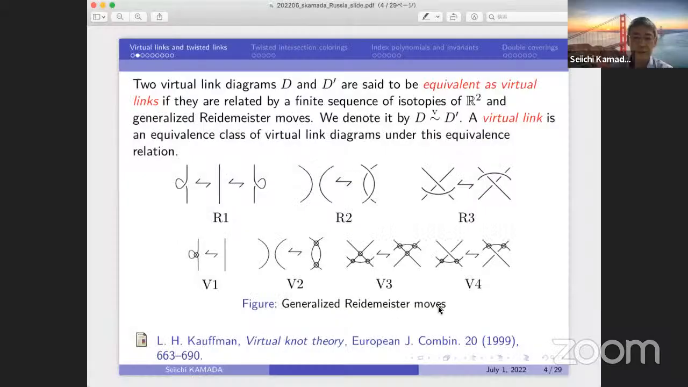Here, generalized Reidemeister moves are depicted. R1, R2, R3 are classical Reidemeister moves, and V1, V2, V3, V4 are so-called virtual Reidemeister moves. So these seven types of moves are generalized Reidemeister moves. Now, a virtual link is an equivalence class of virtual link diagrams under this equivalence relation.